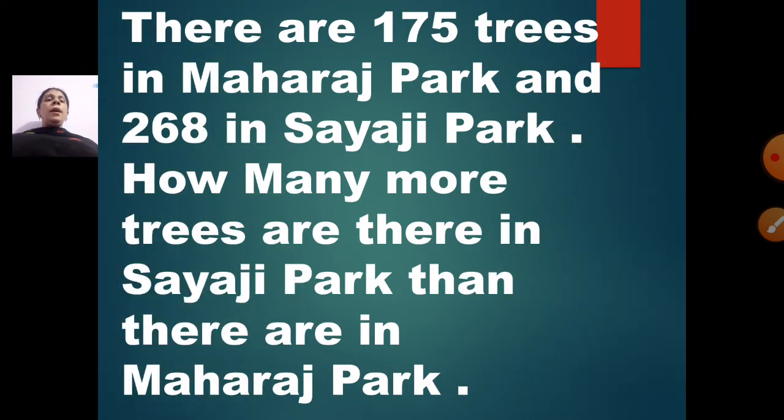There are 175 trees in Maharaj Park and 268 in Sayaji Park. How many more trees are there in Sayaji Park than there are in Maharaj Park? Now, there are 175 trees in Maharaj Park and 268 in Sayaji Park. So how many more trees are there in Sayaji Park than in Maharaj Park? How are you going to solve it?